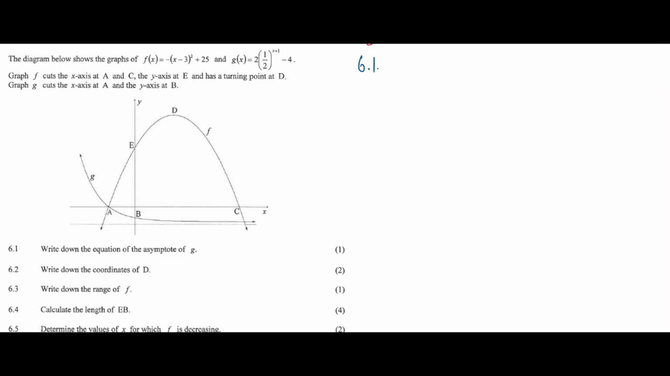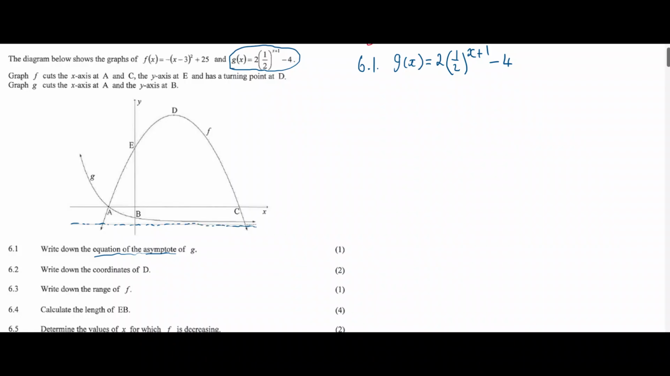So 6.1 here, they want us to write down the equation of the asymptote of g, right? So g is this function, that's the exponential function. So let's first copy down its equation. g of x is equal to 1 over 2 to the power x plus 1, with the minus 4. Right, so write down the equation of the asymptote of that function. The asymptote of this function is this line here.